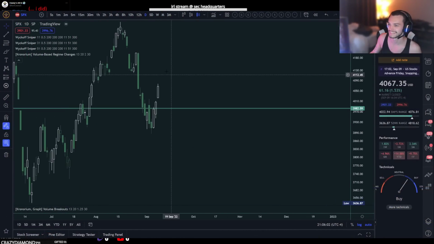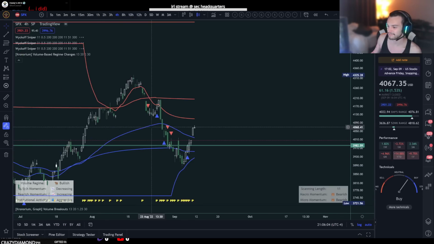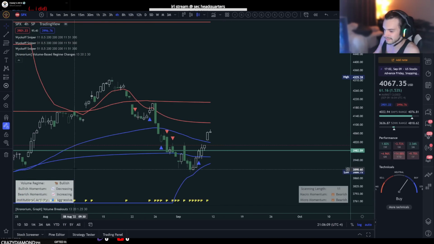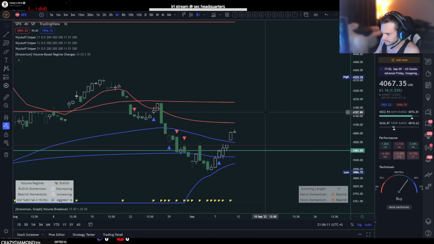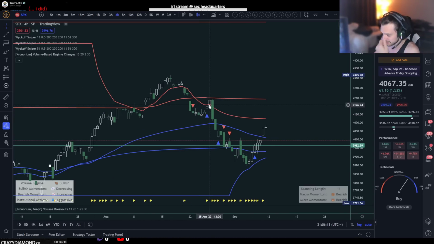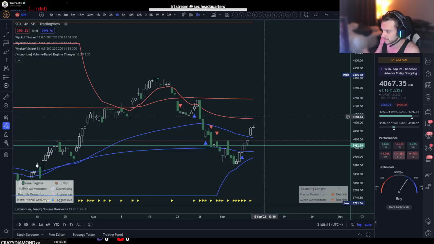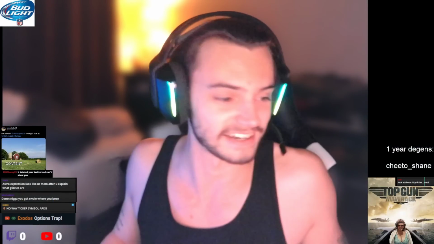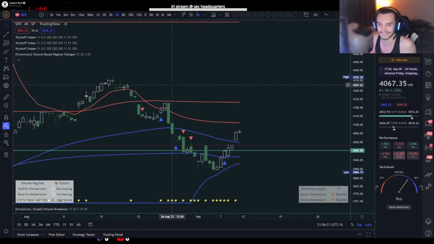On the 4 hour, we did get a buy signal from the volume indicator. We got pushed out of distribution about 3 weeks ago, and now we're about to approach back into it. So you decide. This is what I'm seeing, and I don't know what to tell you.